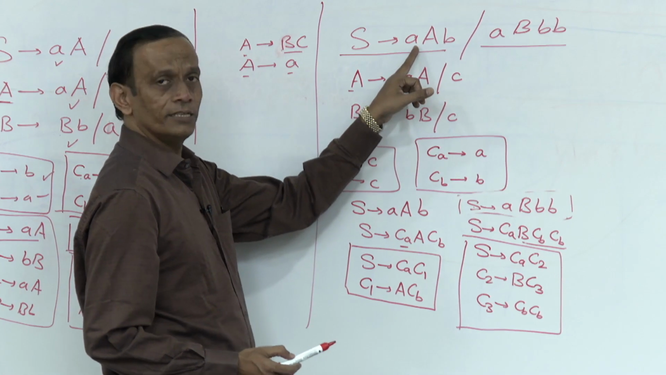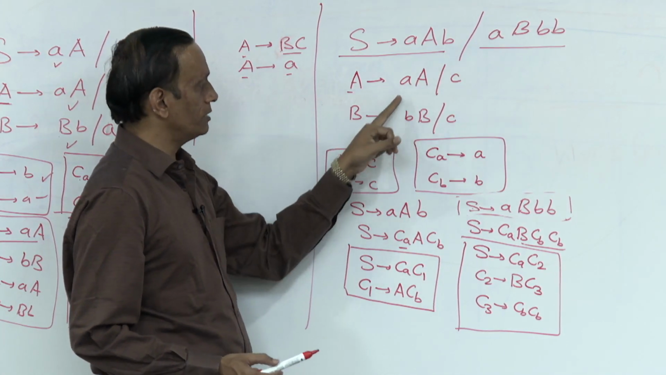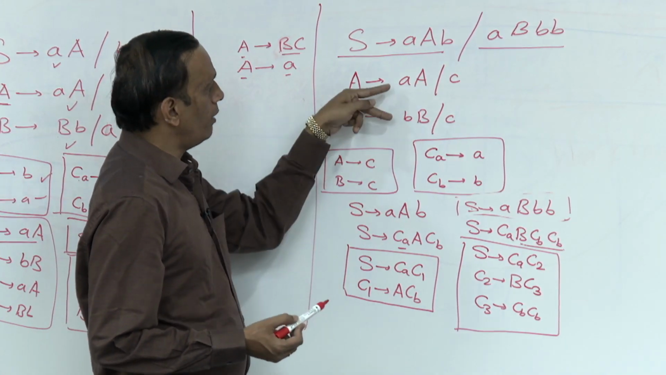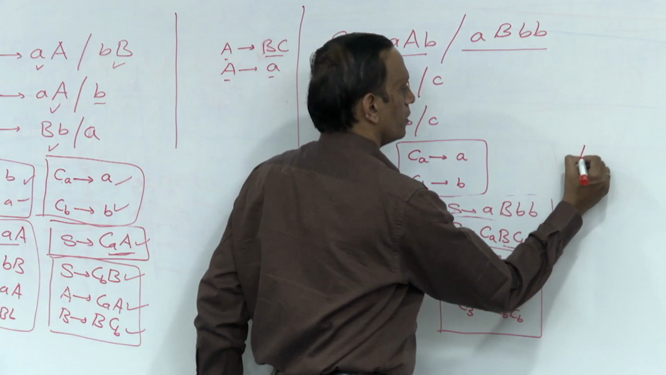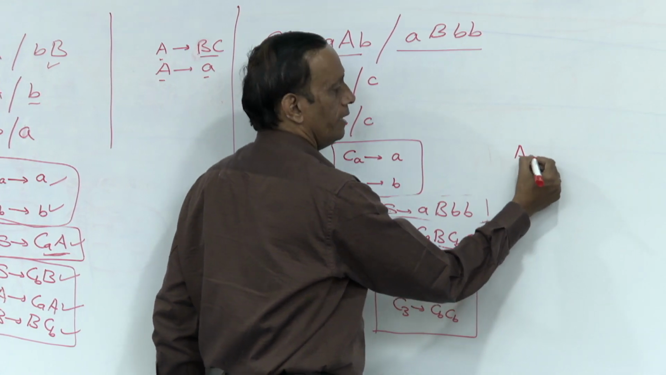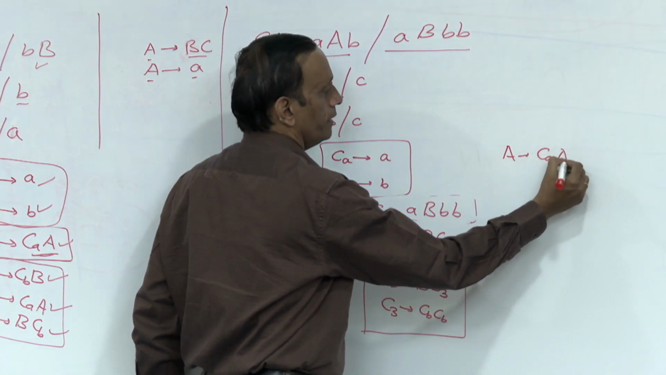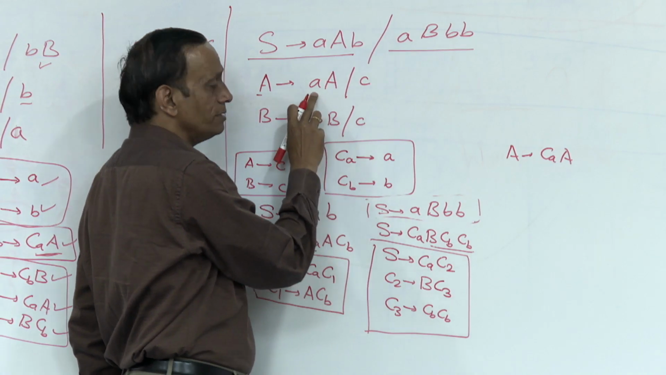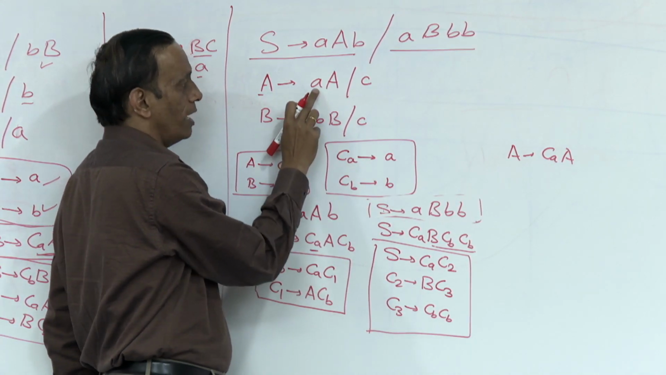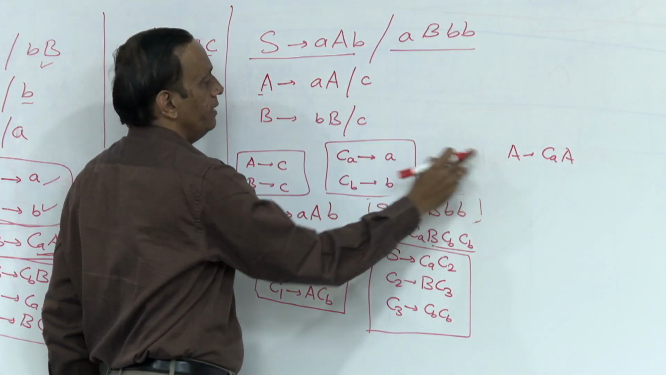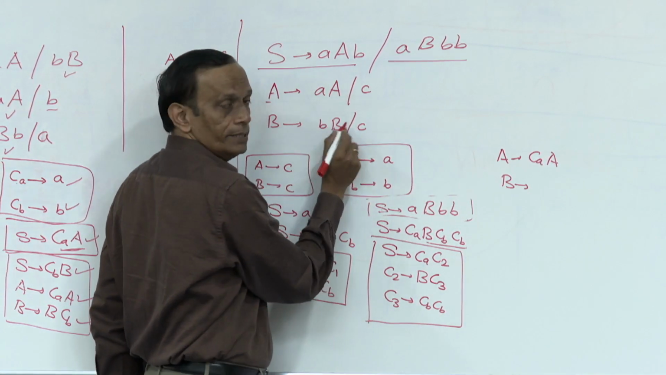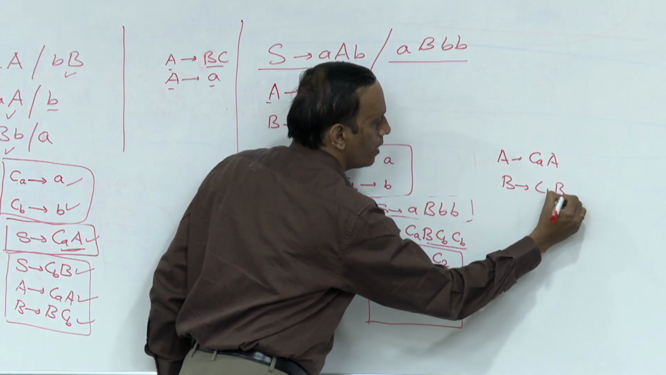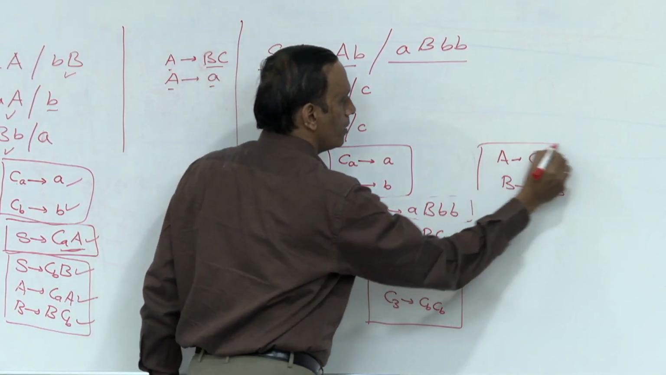So we already converted this one, and we already converted this one. Now let us talk about these two. We have already added two productions for a and b. So this A can be written as A gives CA, A. This CA was introduced by us earlier. So I replaced that a occurrence by CA, and in the same way I would now have B gives CB, B.